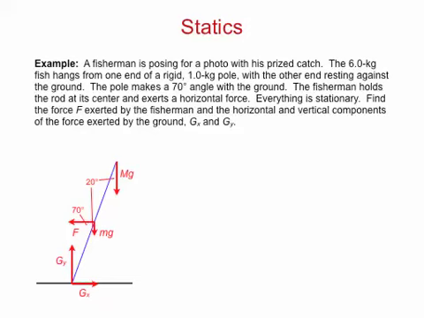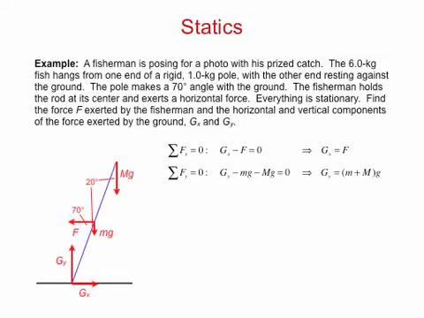Let's start with the two force equations. The only horizontal forces are F and G sub x. Static equilibrium tells us that G sub x minus F equals 0, so G sub x and F have to be equal to each other.